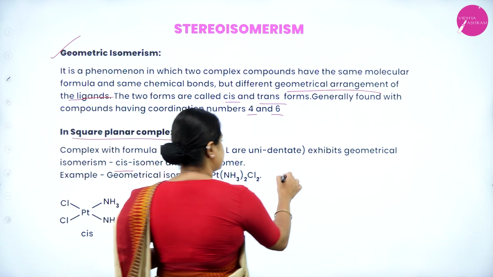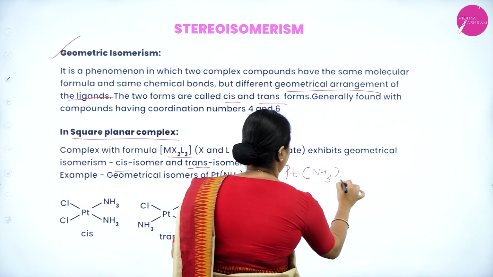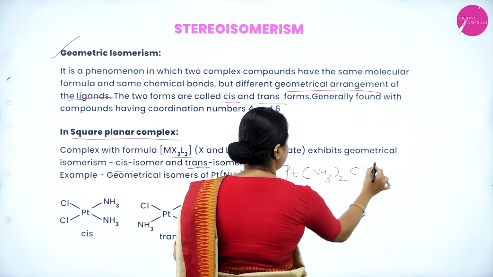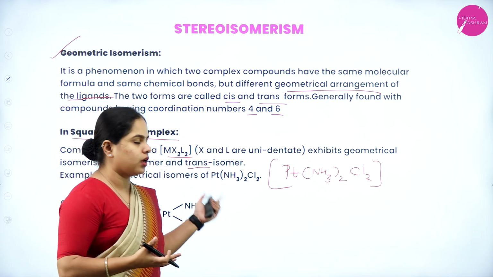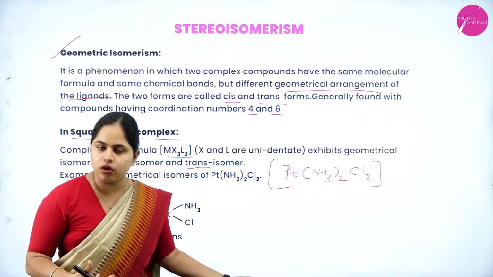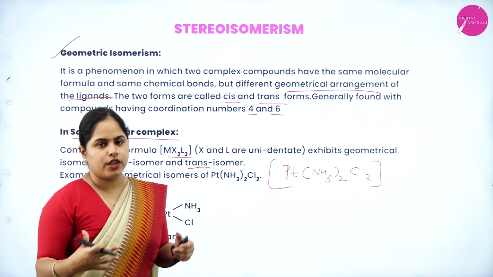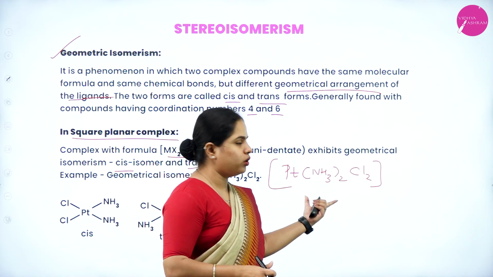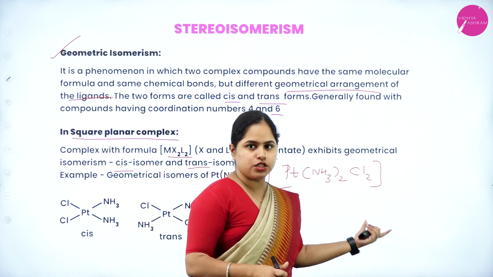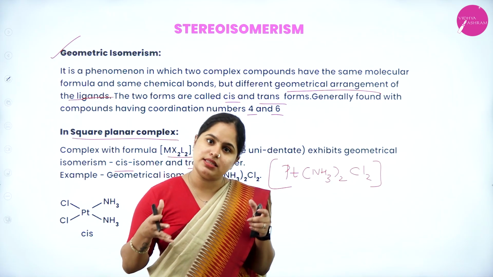So let us take an example and understand what cis and trans are. Pt(NH3)2Cl2. We are considering this particular coordination compound. If the question is given like this, write the geometrical isomers for this coordination compound, we have to write one cis form and one trans form. As you can see, it is an MX2L2 type. There are two ligands of amine and two ligands of chlorido. So there is a cis form and a trans form.